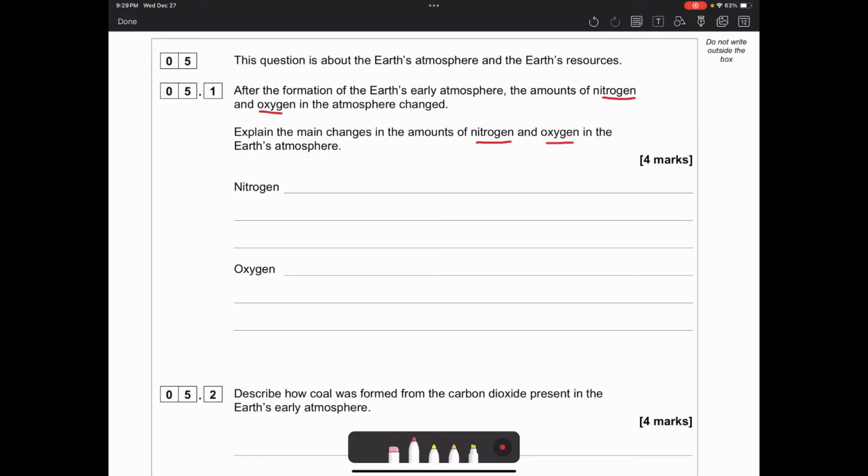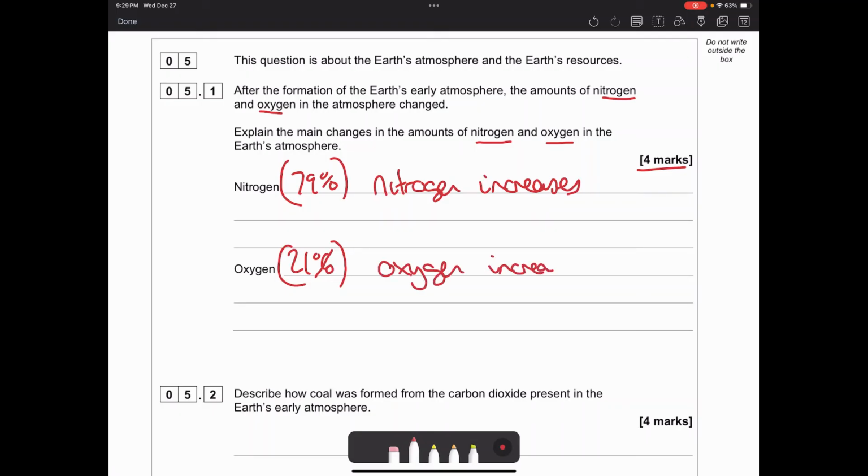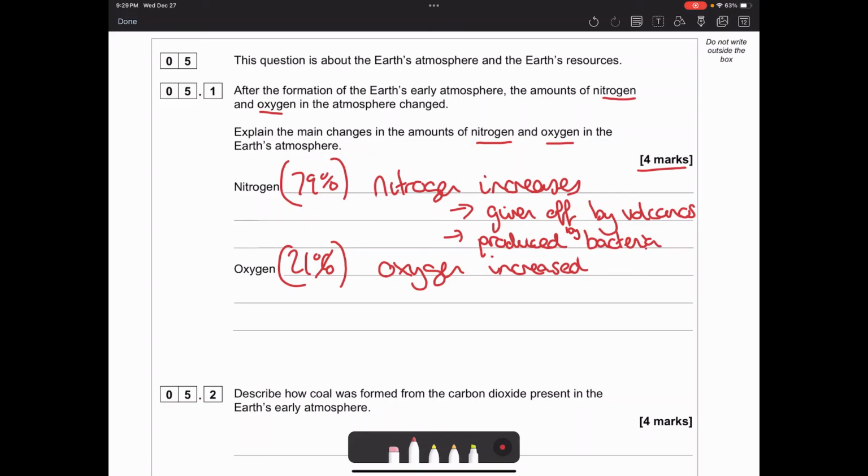Well, hopefully we know that the Earth's atmosphere is about 79% nitrogen now and about 21% oxygen. So both have increased, so you can say starting off, nitrogen has increased and oxygen has increased, but we've got to say why. Nitrogen has increased because of 2 reasons. First of all, it was given off by the volcanoes in the Earth's early atmosphere, okay, and also it was produced by denitrifying bacteria, by bacteria in the soil, and gradually, because nitrogen is a really unreactive gas, it's built up in the atmosphere over billions of years.